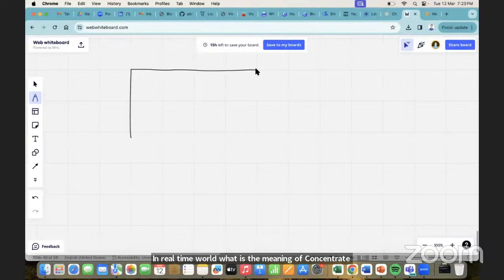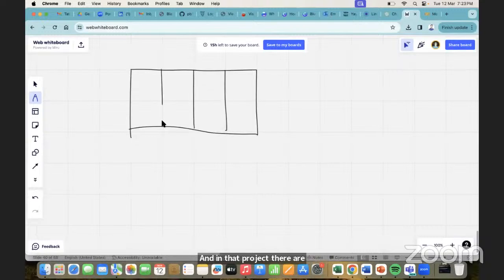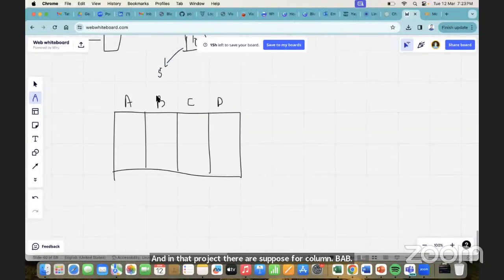Whenever we are working on any project, suppose there are 4 columns, A, B, C, D. In this, A, B, C is the input column, and D is the output column, for example. Just remember, this is the output column. A, B, C is the input column, and D is the output column.